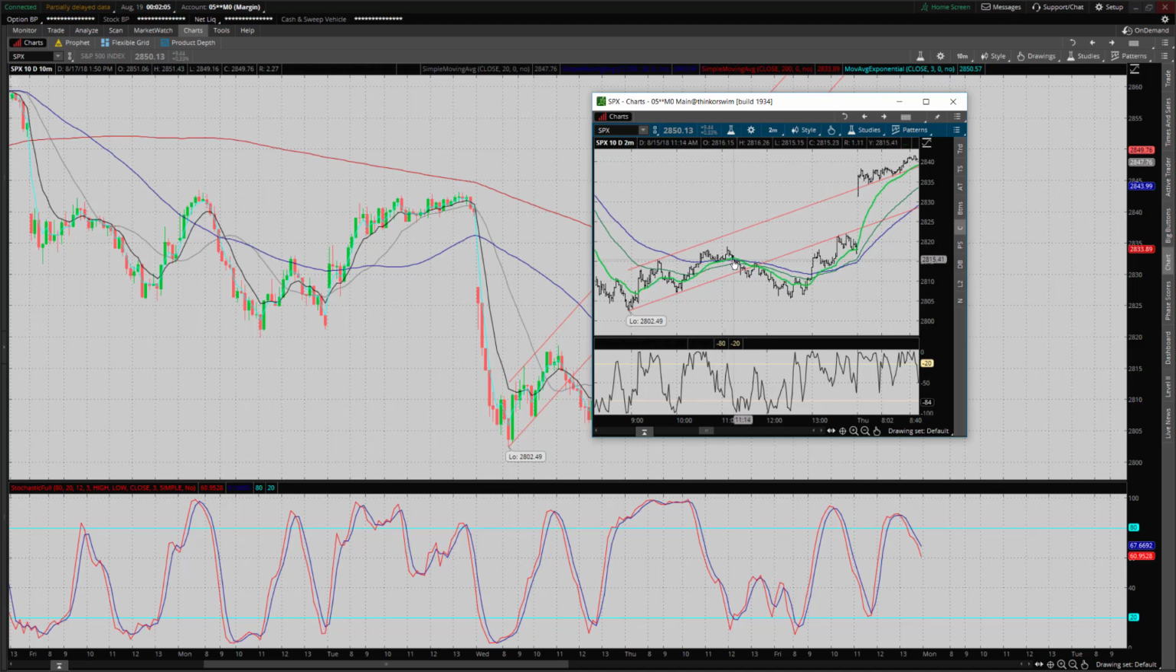Now the 21 curled up, but then when it came back down, okay, so the 21 came back down and got below both of these moving averages. They're all aligned in the right direction, which is down.